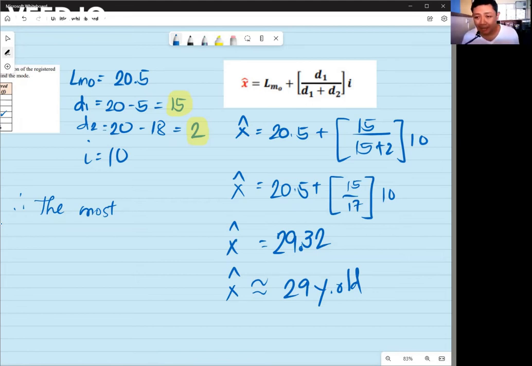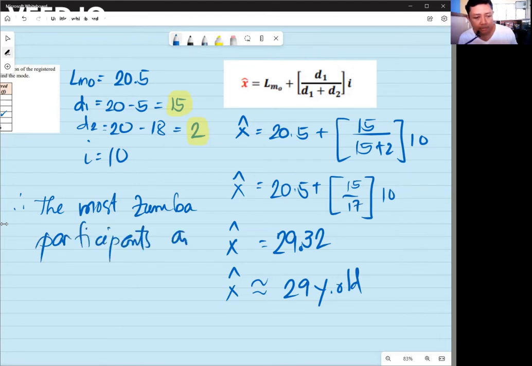Because nobody has ever asked, how old are you? 29.32 po. There's nothing like that, right? How old are you? 29 po, 30, 31. So, when it's age, usually it's rounded up to a whole number. Okay? Okay, let's now continue. So, therefore, we can say here that the most Zumba participants are 29 years old.